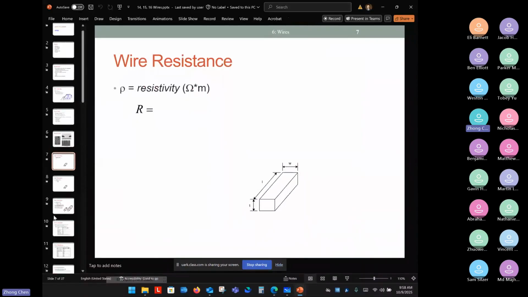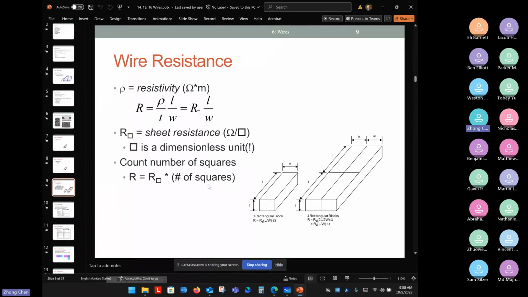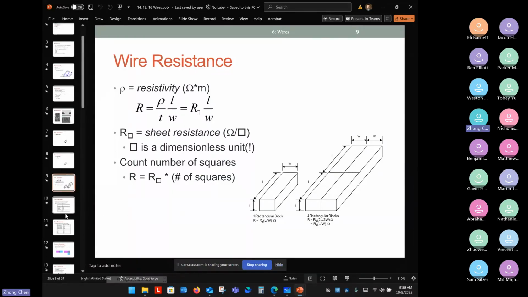Okay, and you can go through this resistance calculation. Typically, it's a sheet resistance, so using the number of squares to characterize the total resistance. So it's basically a sheet resistance. Okay, go through that a little bit.